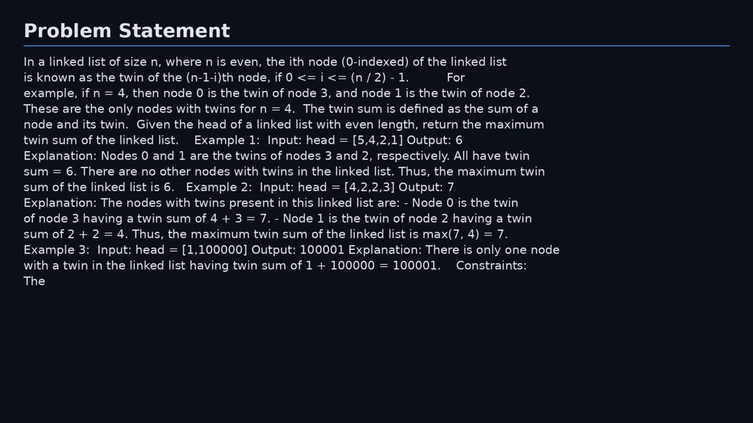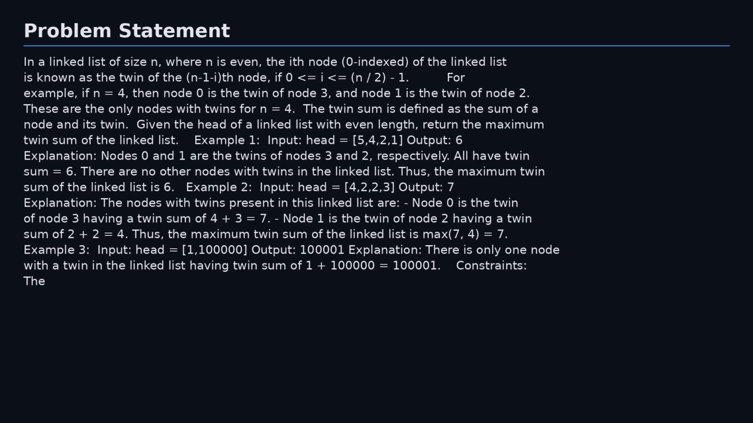Well, twin nodes are nodes that are mirrored across the middle of the list. For example, if we have a list with 5 nodes, the first node and the last node are twins. The second node and the fourth node are twins. And the third node is a twin with itself.